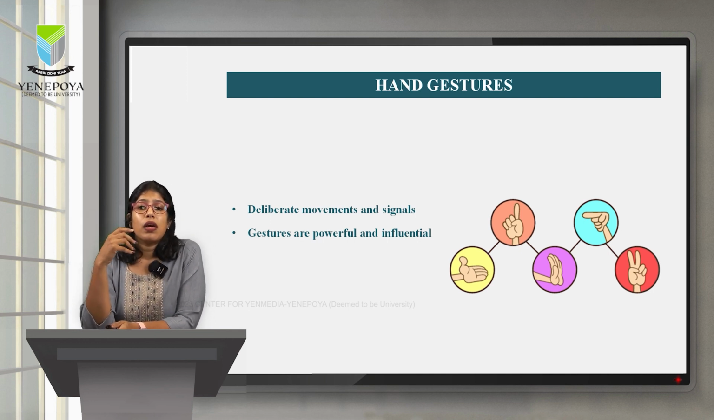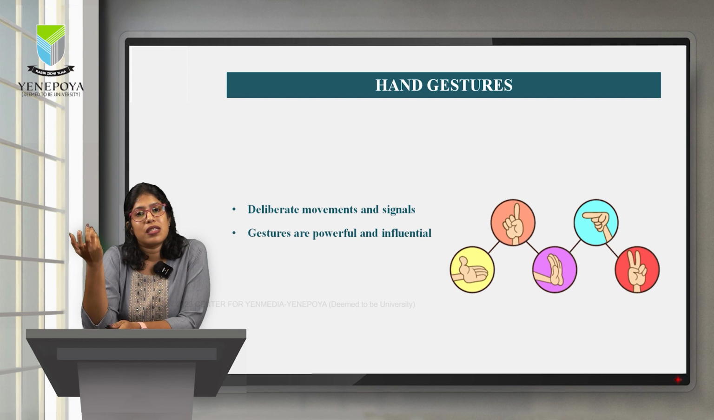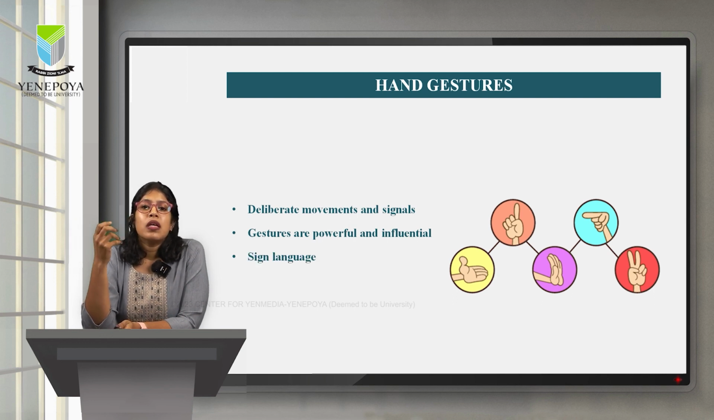So again, it depends on the kind of hand gesture you are expressing and in the different places that you are expressing. It also is linked to sign language for people who cannot hear, right? So sign language helps in communicating, especially with people who cannot hear. So these hand gestures are also more effective towards them.